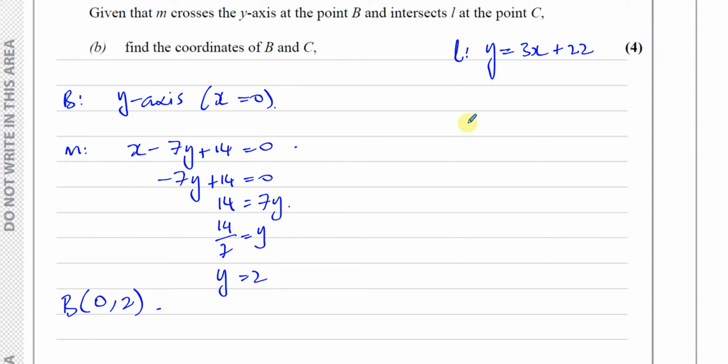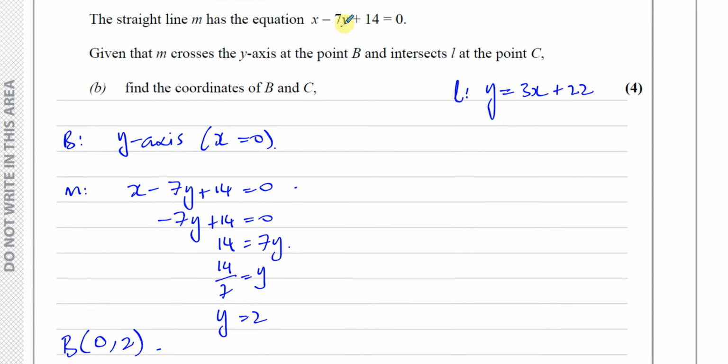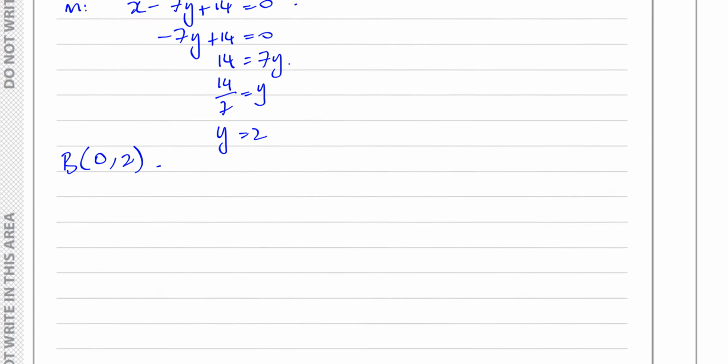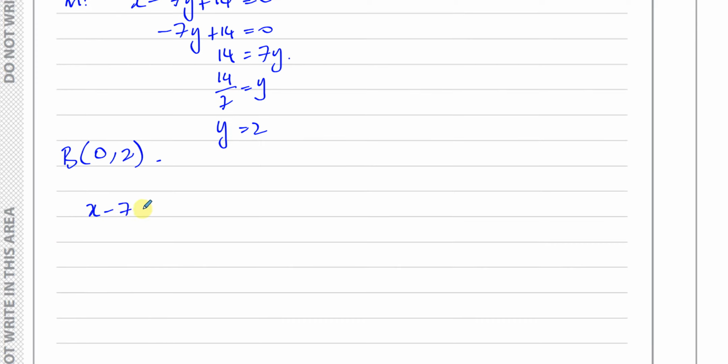Now it tells us that the line M that they gave us, and the line L, which we just found the equation for in part A, intersect at the point C. To find the coordinates of the point where two lines intersect, we have to solve the equations of those two lines simultaneously. So we're going to take x minus 7y plus 14 equals 0, and y equals 3x plus 22, and solve these two equations simultaneously.